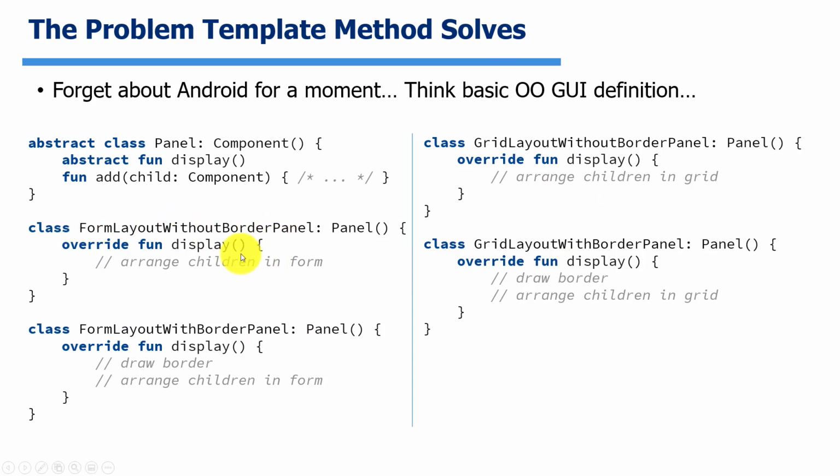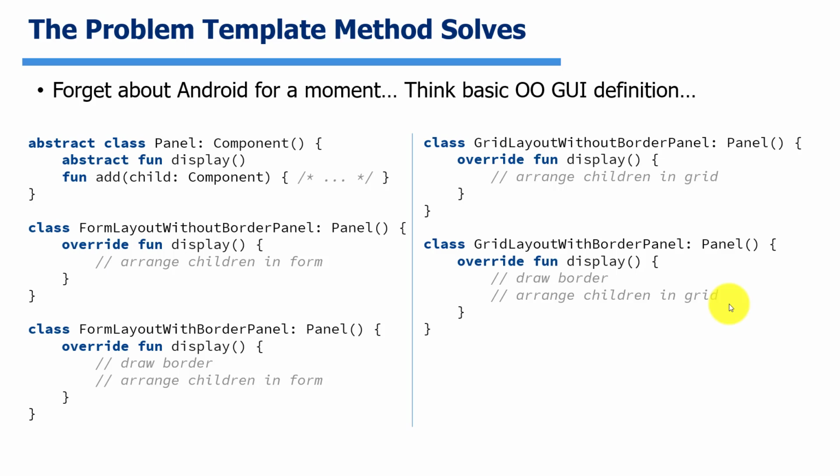So a form layout without a border is just going to arrange the children. A form layout with a border is going to draw a border and then arrange the children. A grid layout without a border is going to arrange the children as a grid. Grid layout with a border is going to draw the border and arrange the children in a grid. So think about this exponential explosion. You basically have a cross product of all of the possible layouts and all of the possible borders, or no border. That's a ton of subclasses you're going to create here. And it's incredibly inflexible. If you ever want to change that layout or change the way the border is being displayed, you have to create a new instance of that entire panel. So really not a good way to approach user interface.